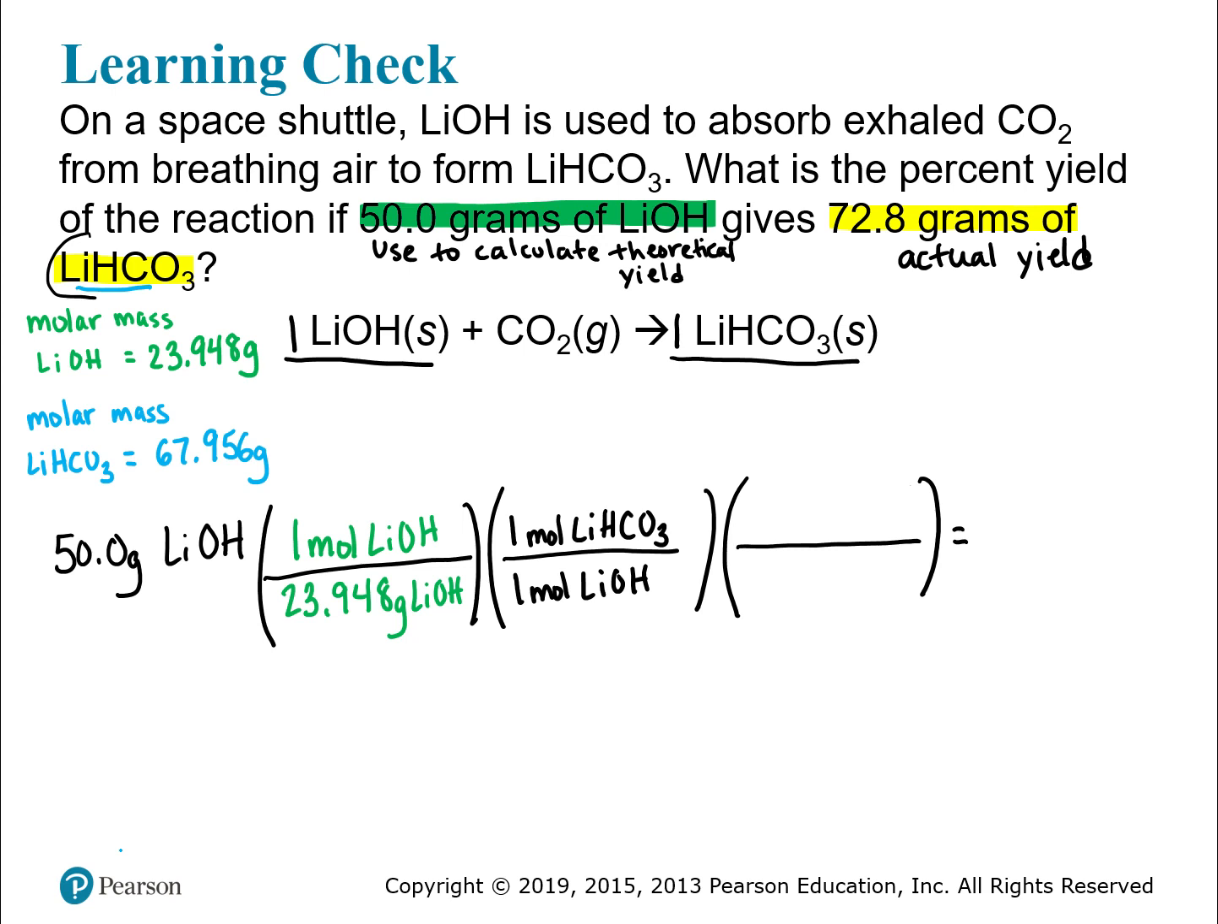The last piece is converting to grams of lithium bicarbonate. We put the grams at the top, and moles on the bottom. That will cancel the moles and leave us with grams. We get some moles of lithium hydroxide, then moles of lithium bicarbonate, then grams of lithium bicarbonate.